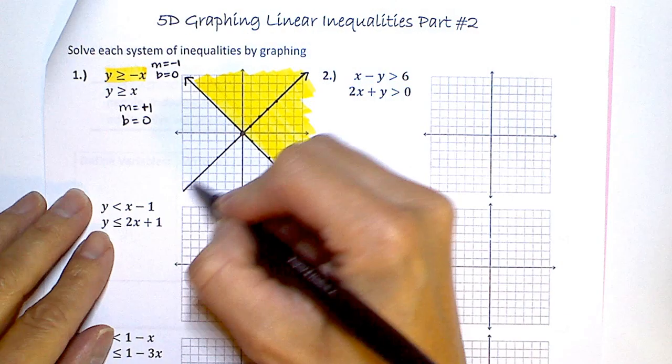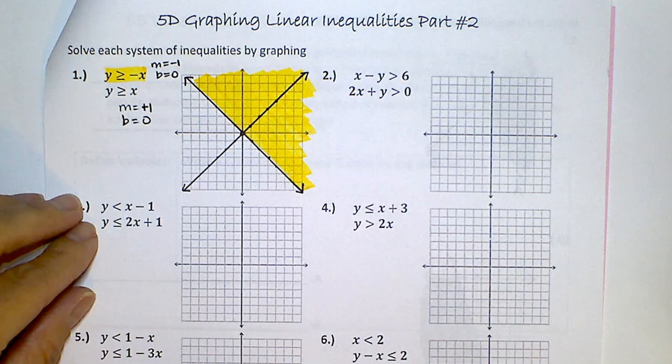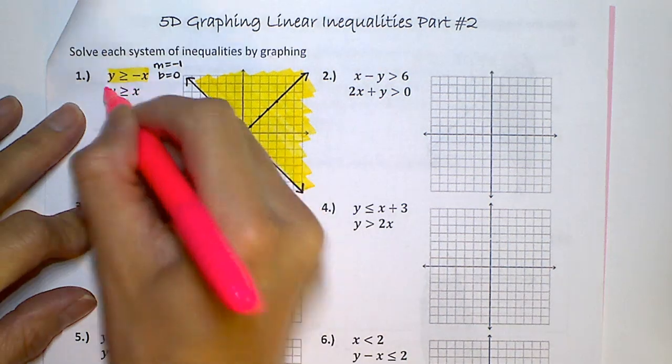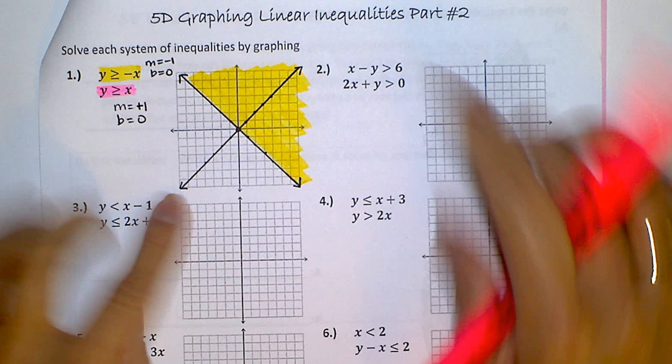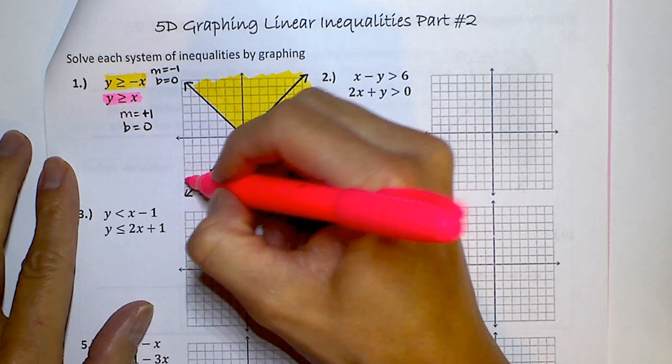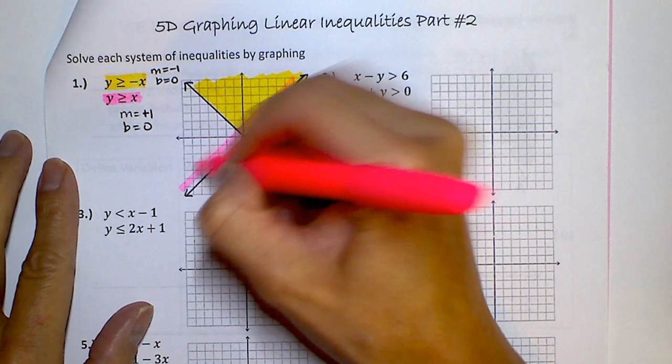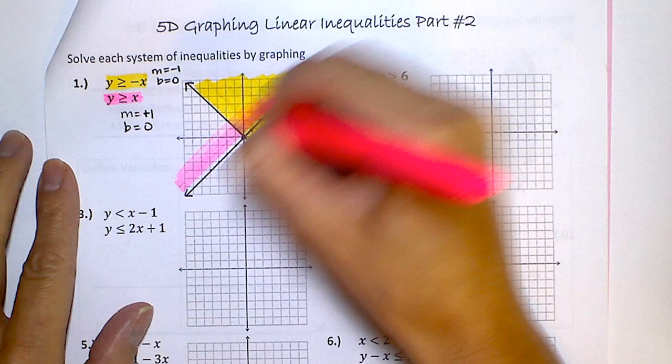So now I'm going to take my other color. So I'm going to use pink, and I'm going to shade everything above this line. Okay? So that would be everything here. So I'm going to color this in.